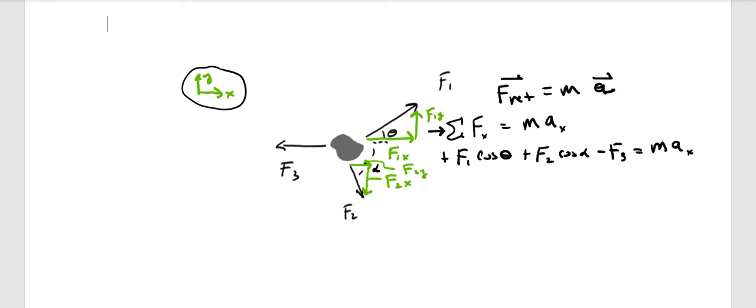Next, we'll write a force equation for the y direction. Sum of all forces in the y direction equals mass times acceleration in the y direction. Let's go ahead and call up positive. And we look at these three vectors. This one right here is the y component of F1, and it is opposite theta. So its magnitude would be F1 sine theta.